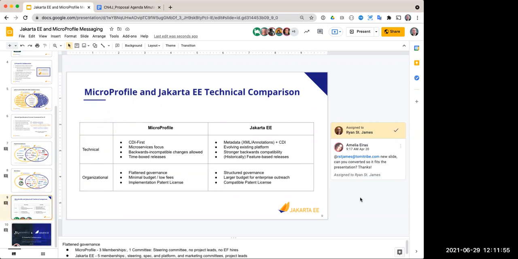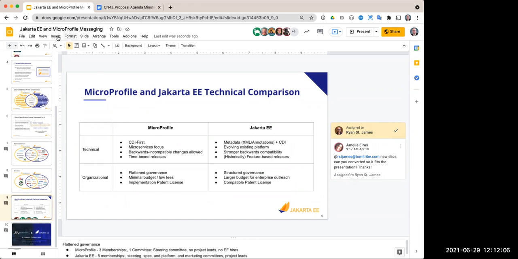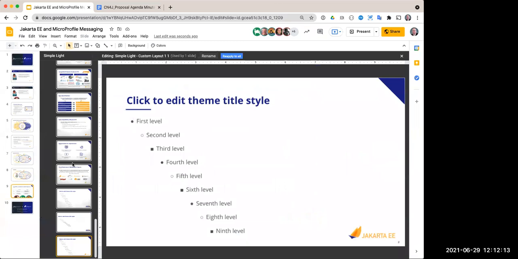How's it going with the image there, David? I was struggling to find the master layout. They changed their UI. You need Ryan after all. Yeah. Shoot.